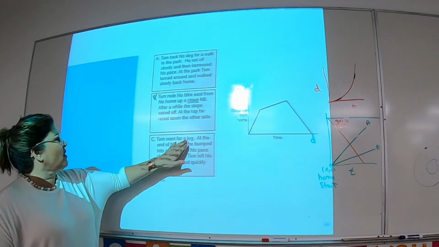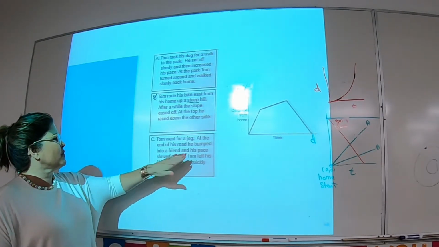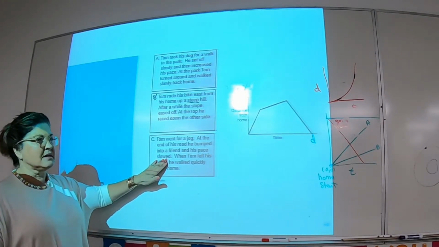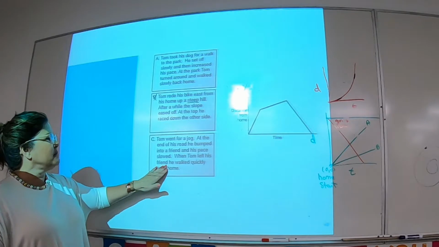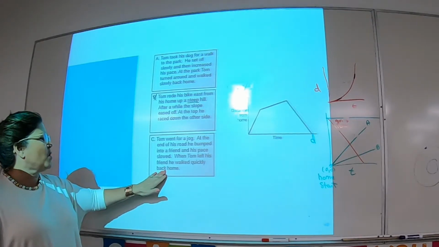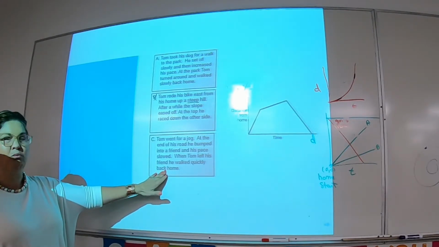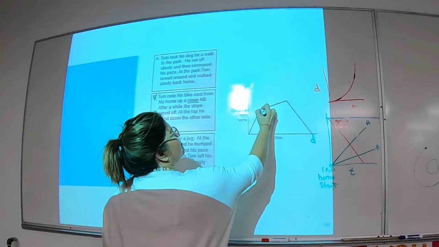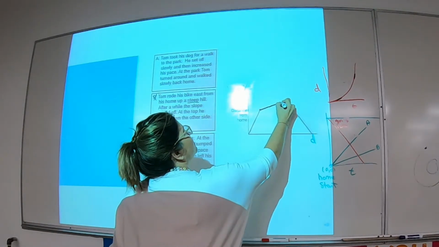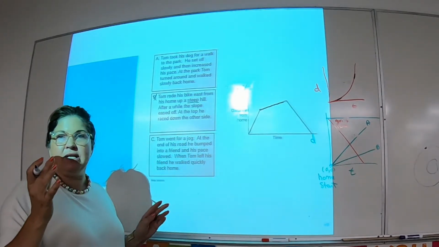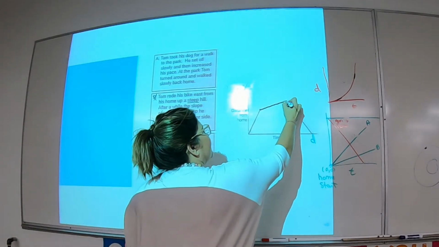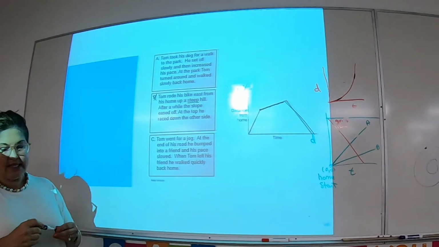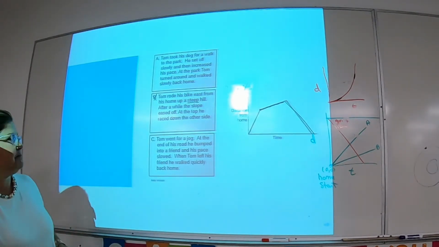Tom went for a jog. At the end of his road, he bumped into a friend, and his pace slowed. Tom left his friend. He walked quickly back home. So, he went for a jog, met up with a friend and slowed down, still constant, and then he went back home. Okay, so C would be the correct one.